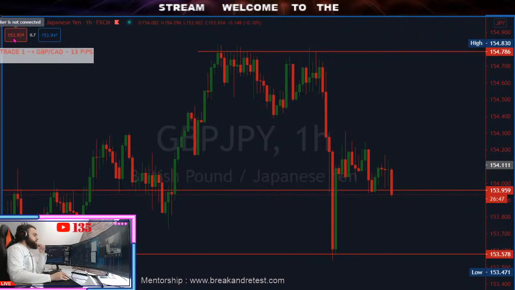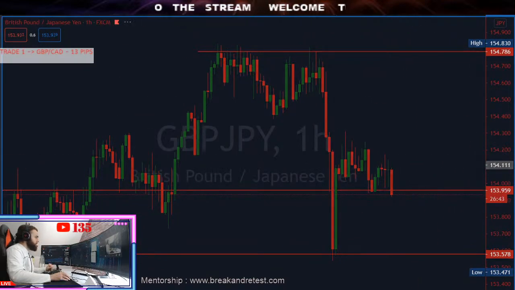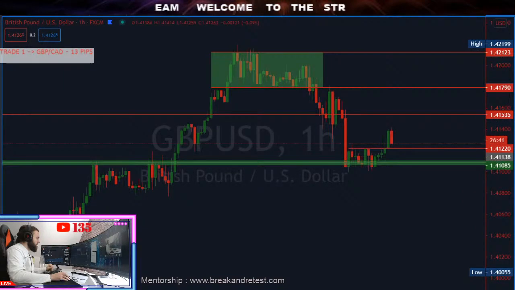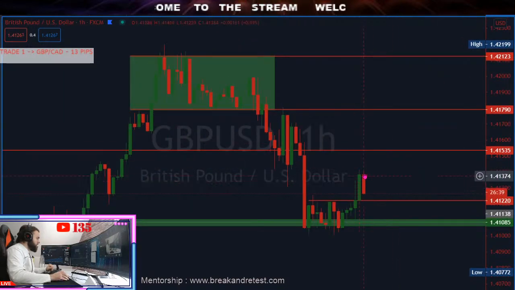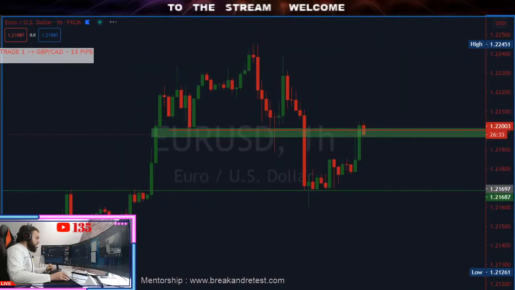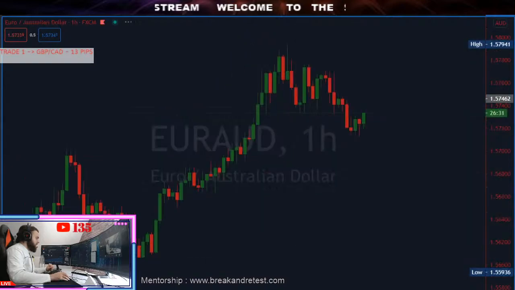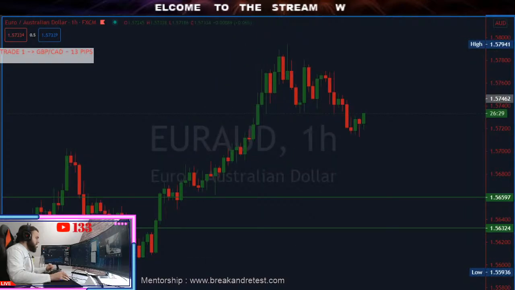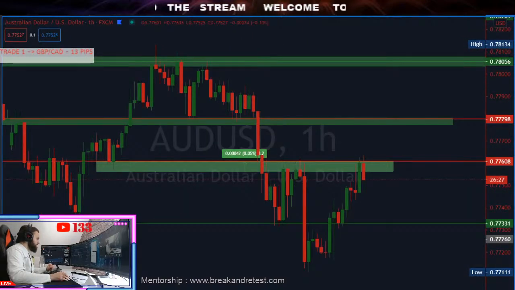Okay, GJ is slowly pushing lower. Look at GU. See, GU coming all the way down here for a retest. We're not going to be comfortable taking a buy on that pullback.